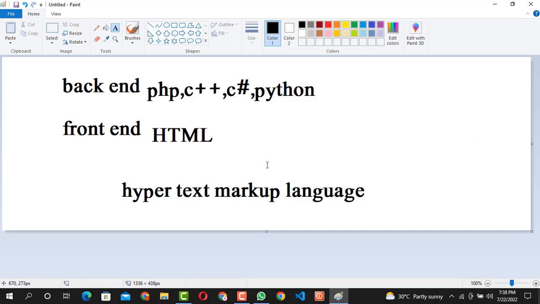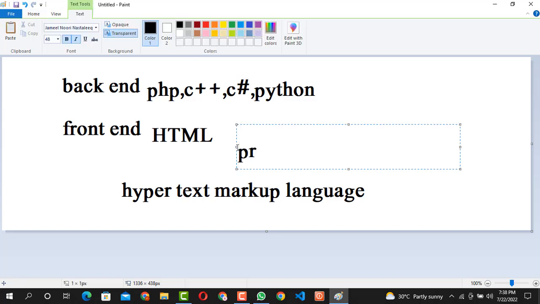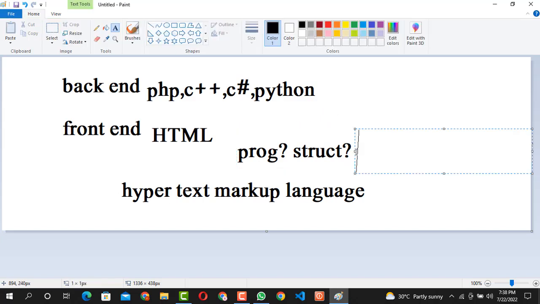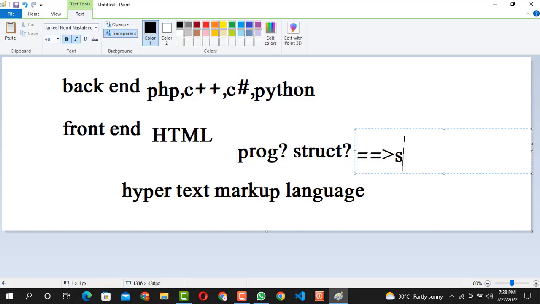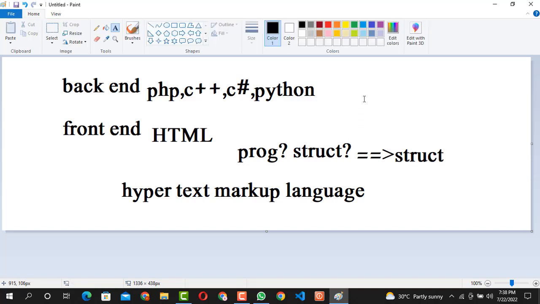And the next question we got is whether HTML is a programming language or not. Whenever you go to a job interview or anywhere else, this is a very likely question that may be asked to you, whether it is a programming language or a structural language. So the answer is that HTML is a structural language. It's not a kind of programming language. You can use HTML in case you want to design structures.